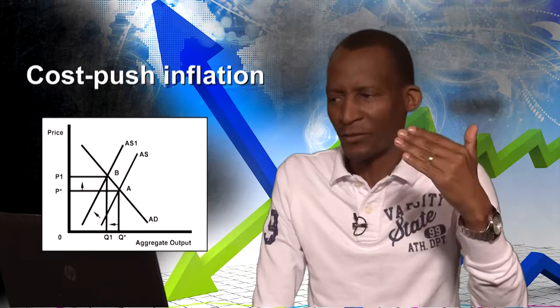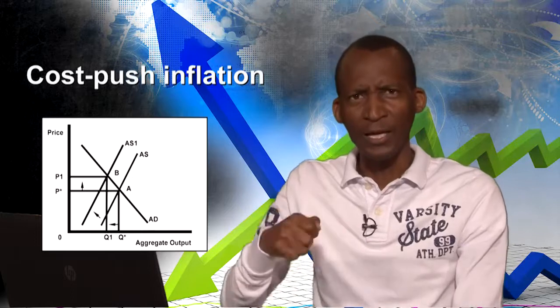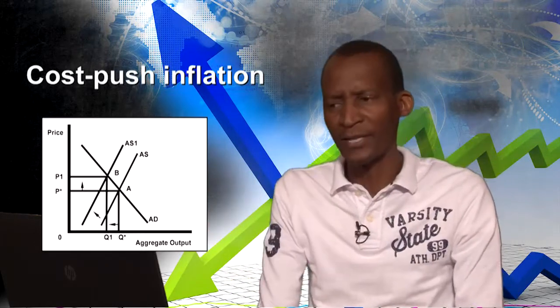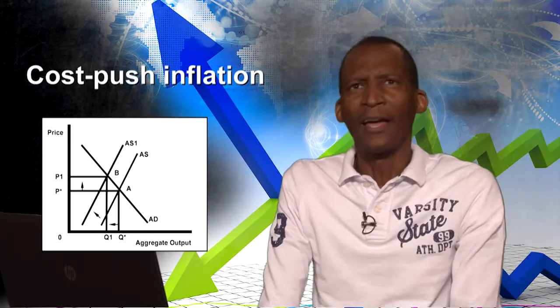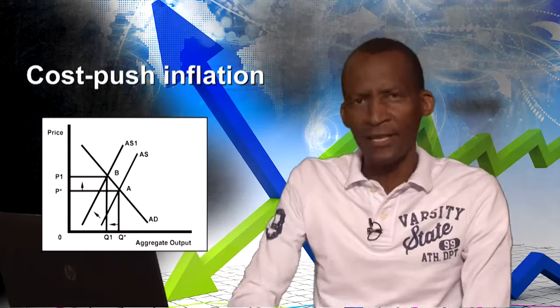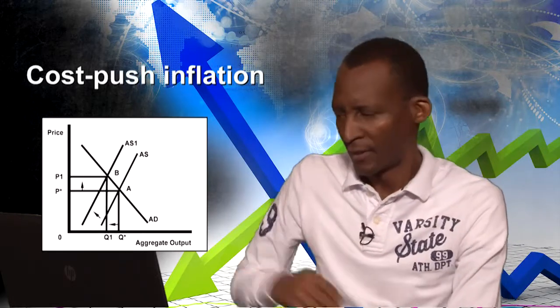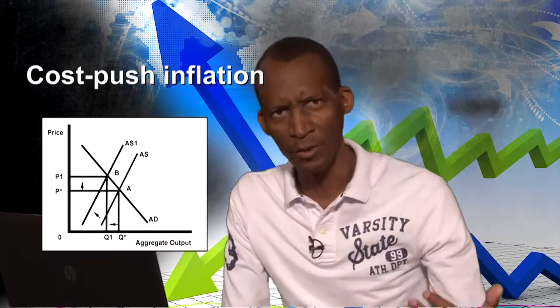to AS1 from AS. An increase in the cost of production in a business can lead to an increase in the price level from P to P1, and a decrease in the quantity produced, as well as the income. This is reflected in the graph that is on the screen.